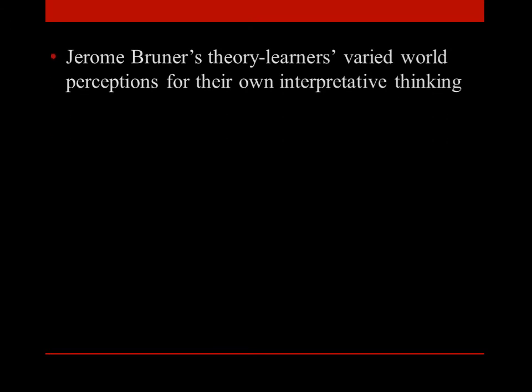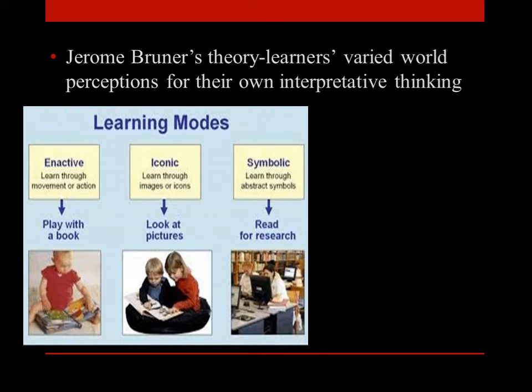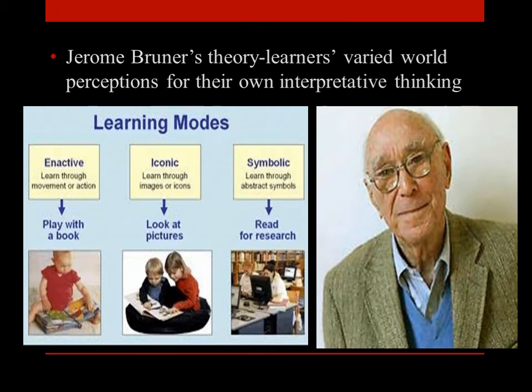Lastly, Jerome Bruner's theory: learners' varied world perceptions for their own interpretative thinking. There are three learning modes according to him. First, enactive, second, iconic, and lastly, symbolic. Every learner must start in enactive. Learners learn through movement or action. Second, learners learn through images or icons. Lastly, learners learn through abstract symbols. They will be able to read and write. That is according to Jerome Bruner.